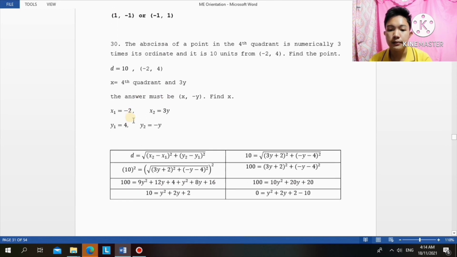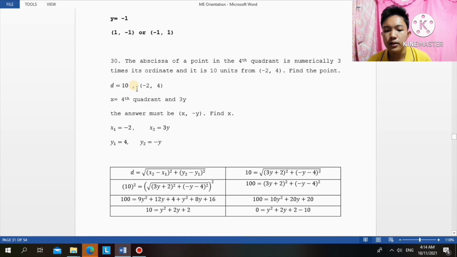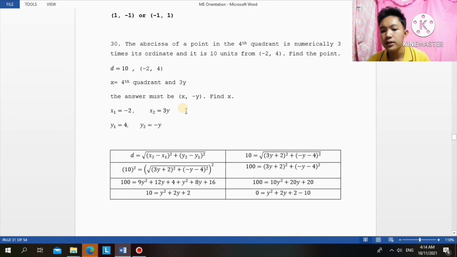So number 30, the abscissa of a point in the fourth quadrant is numerically 3 times its ordinate and is 10 units from (negative 2, 4). Find the point. So the distance is 10 units, and our point is (negative 2, 4). So x is 3y. The answer must be positive x and negative y, since it is in the fourth quadrant.